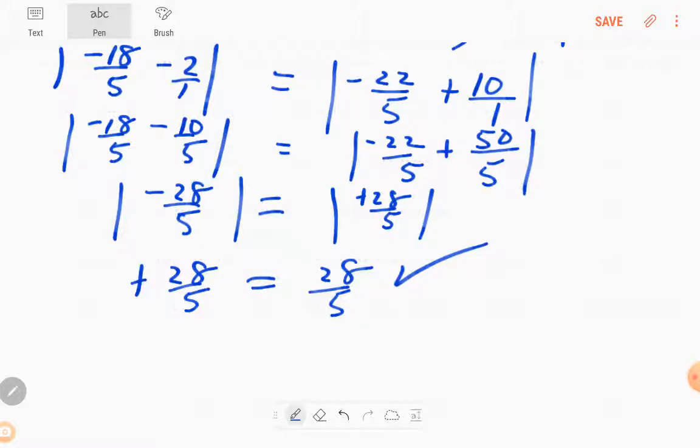So the other one works as well. So I'll leave it up to you to practice that.